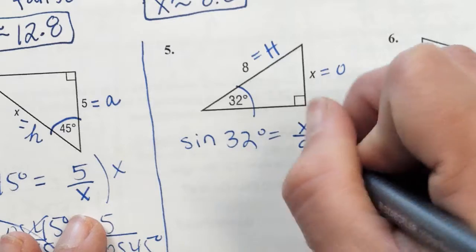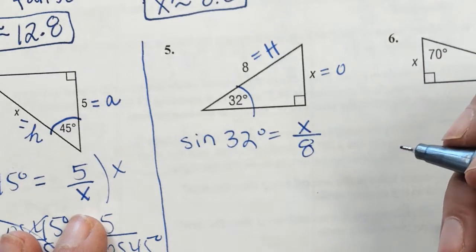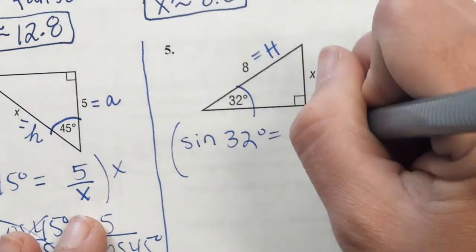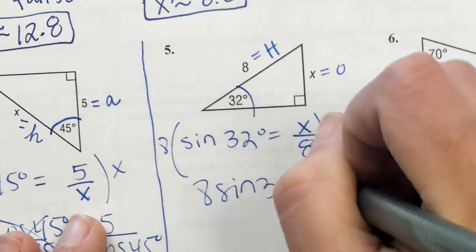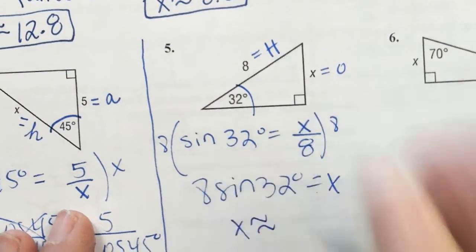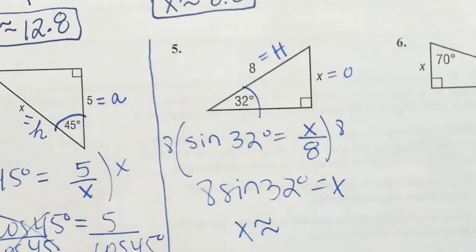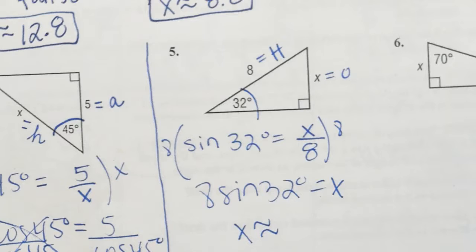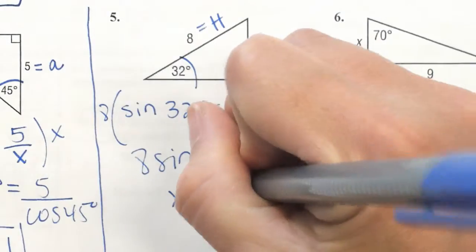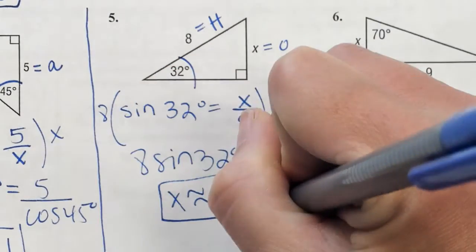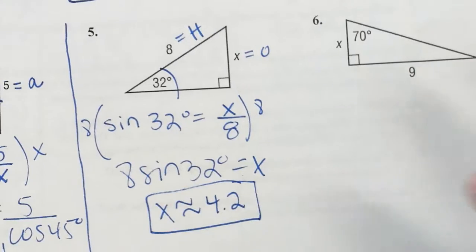This time, how do we solve for x? Good. Multiply by 8 on both sides. So we'll get 8 sine 32 degrees equals x. Go ahead and solve for x, or find x on your own. What'd y'all get? Very good. Alright, go ahead and complete 6 on your own. Let me know if you need some help.